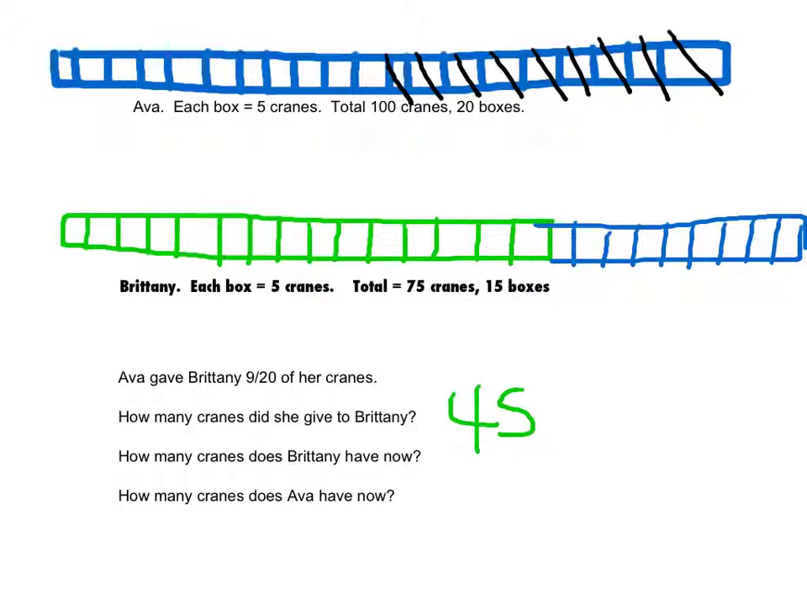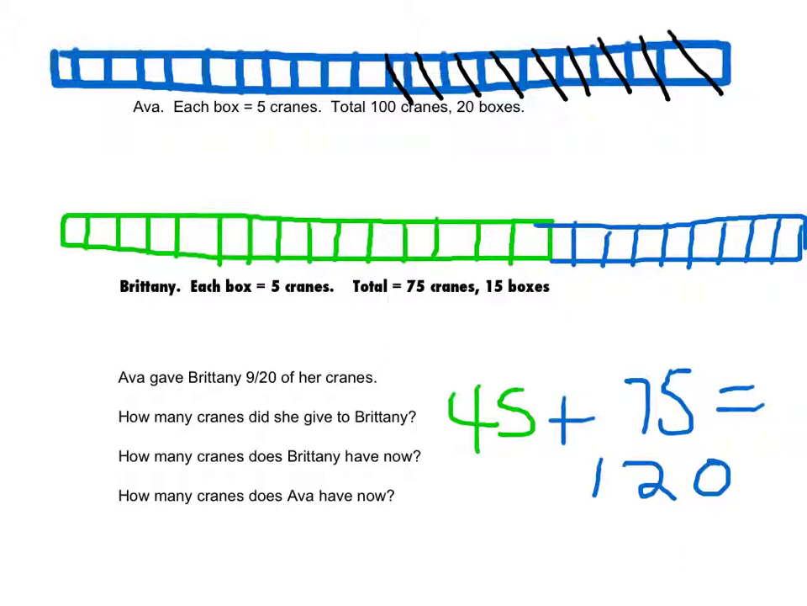Okay, we've added 45 cranes. How many did Brittany start out with? She started with 75. 45 plus 75 equals how much? Yes, it equals 120. Brittany now has 120 cranes.